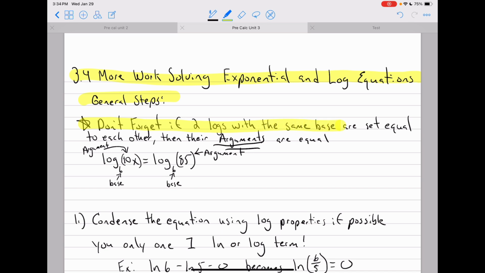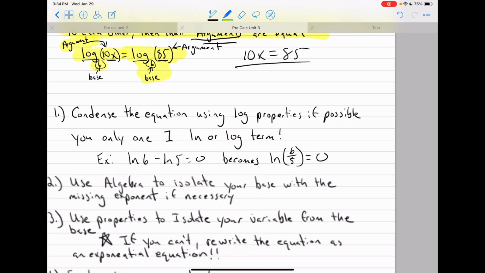Don't forget that if you have two logs with the same base and they are set equal to each other, then their arguments are equal. You're like, Bass, what's an argument? Well, if you have log base 6 of 10x, the 10x is the argument. 6 is the base, log is the log. So if you have log base 6 of 85, 85 is the argument. So for this point, the log is the same, the bases are the same, and they're set equal to each other. That means that these two things, 10x, must be equal to 85. Then you can solve. Boom. We've talked about that, but don't forget that that's true.